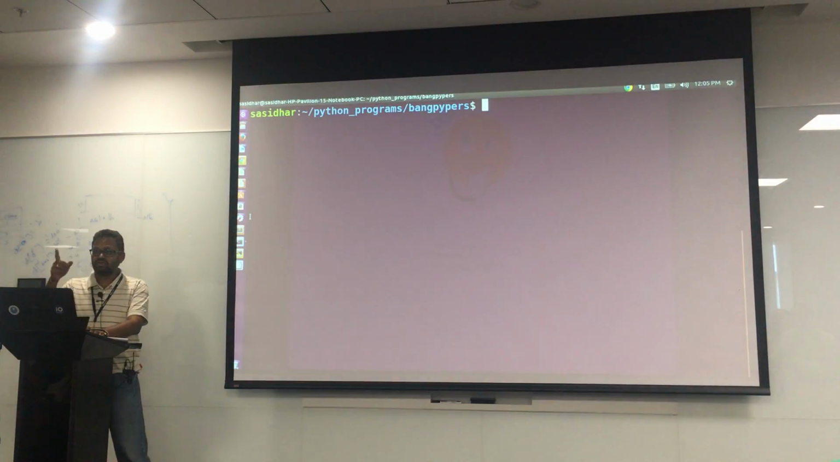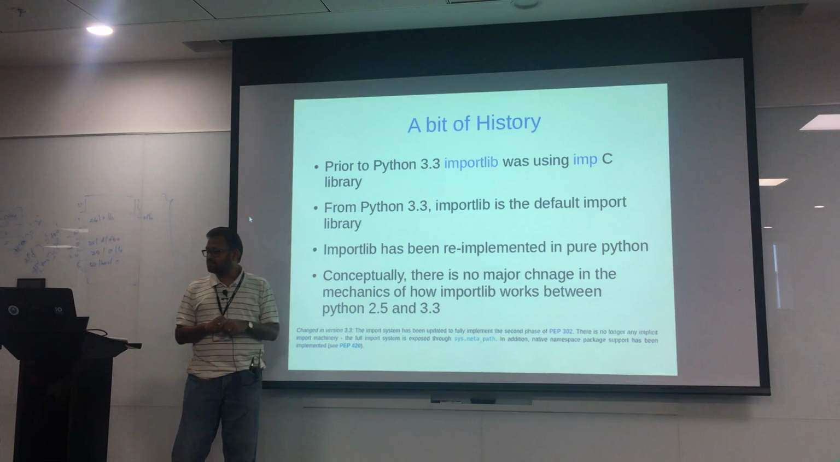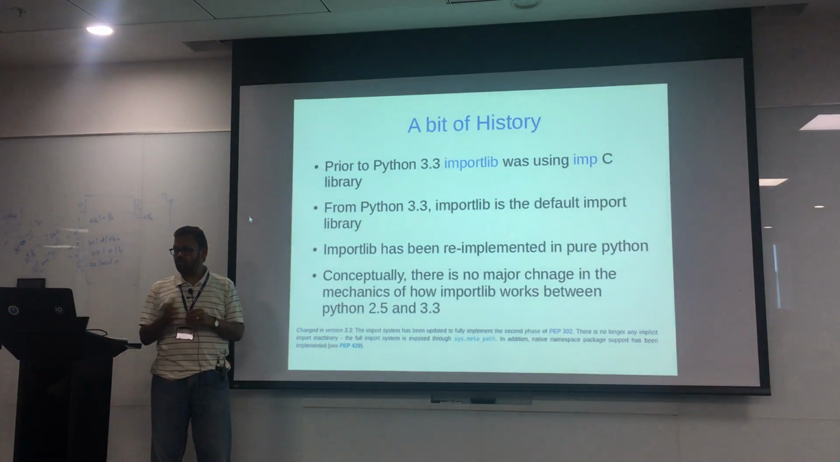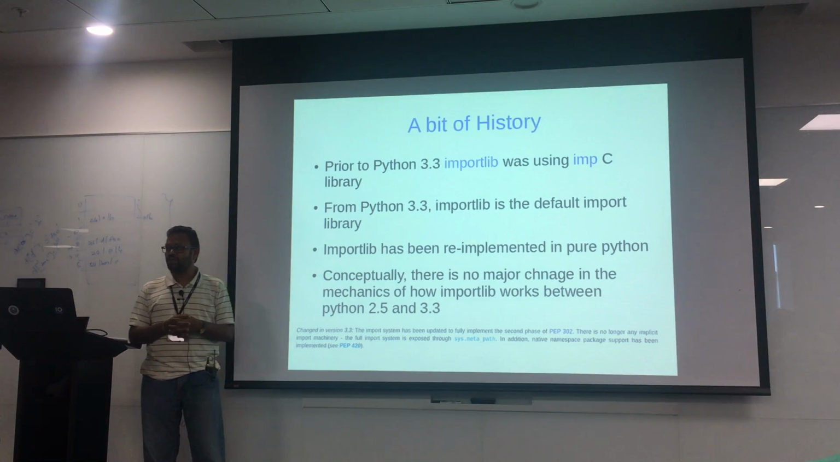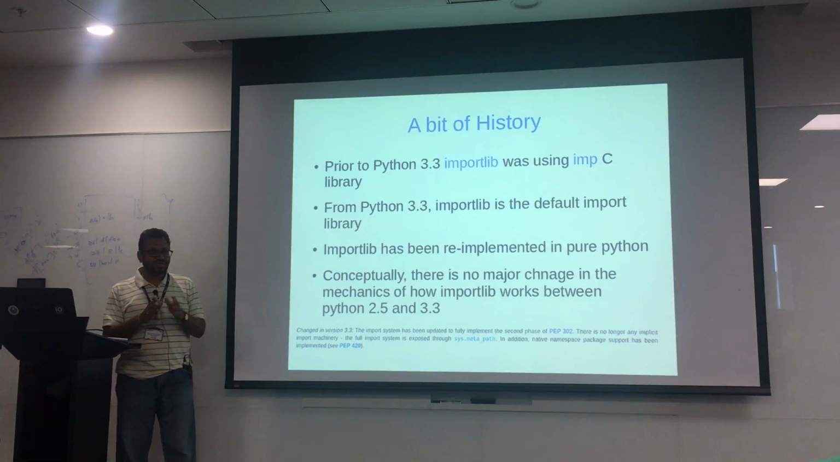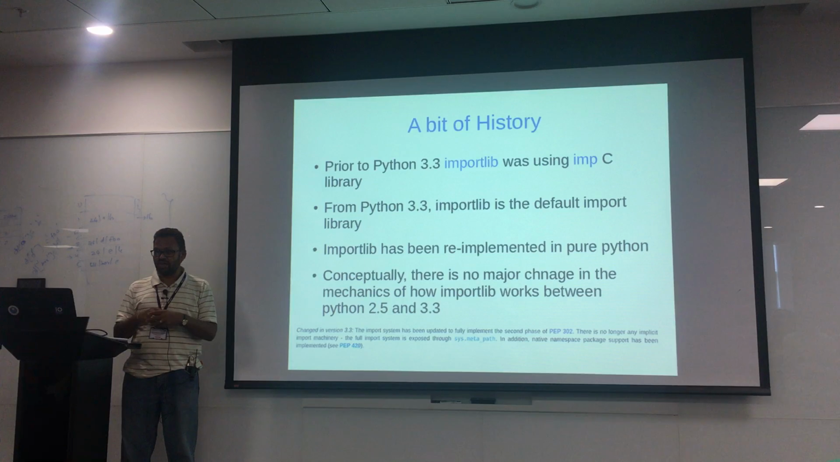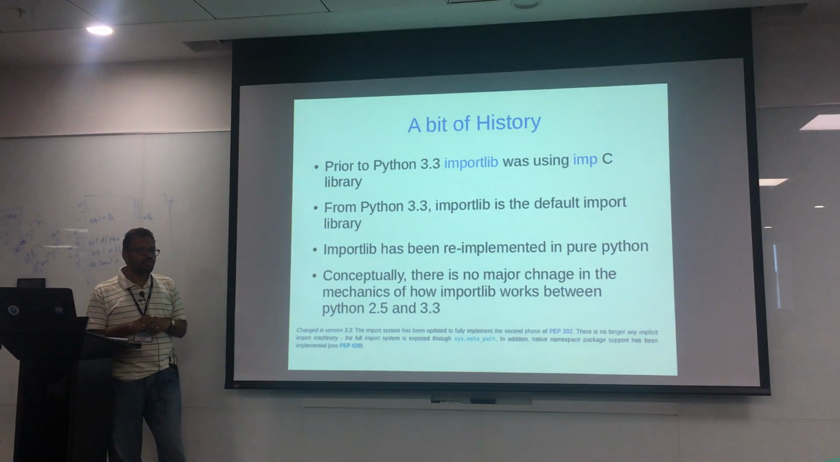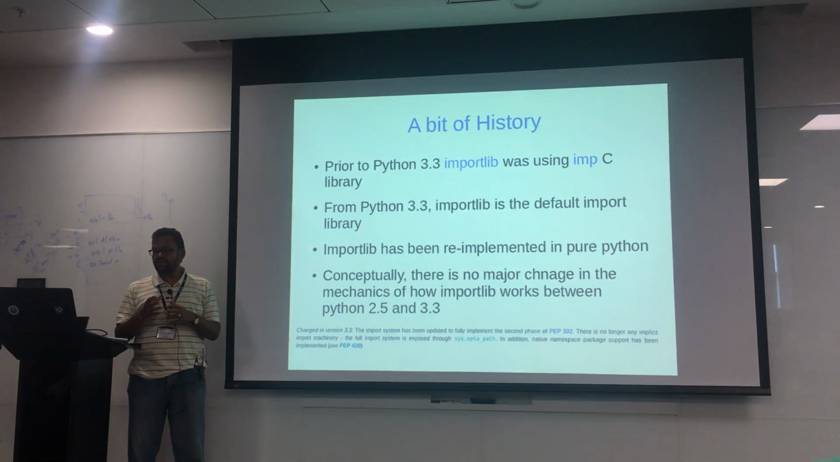Okay, so you can see that on the screen here. A bit of history. In Python 2.5 or maybe even Python 2.7, the import is using a C module, the imp module, which is implemented in C. You can go back and look at it if you're a really hardcore C programmer trying to tweak it. But from 3.3, importlib is the default implementation of import. And this import is implemented purely in Python.